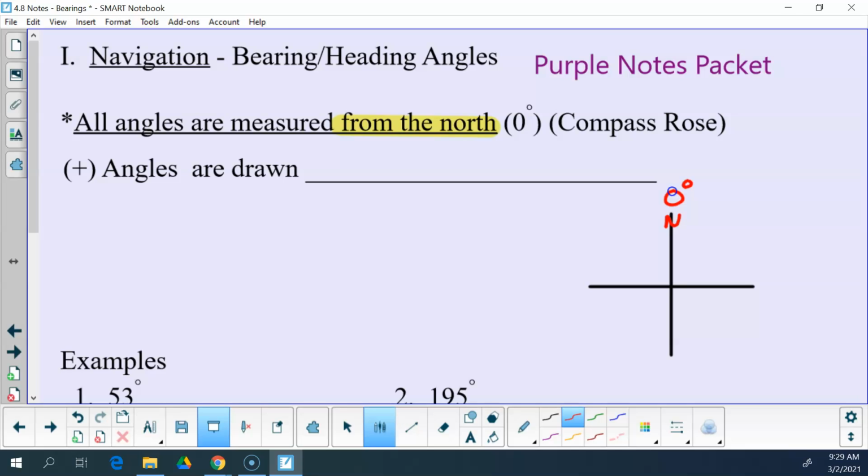Okay? Then the funkiness is that angles are drawn clockwise. Okay? So that means that east, which is straight out to the right, that is 90 degrees. South, which is straight down, is 180 degrees.